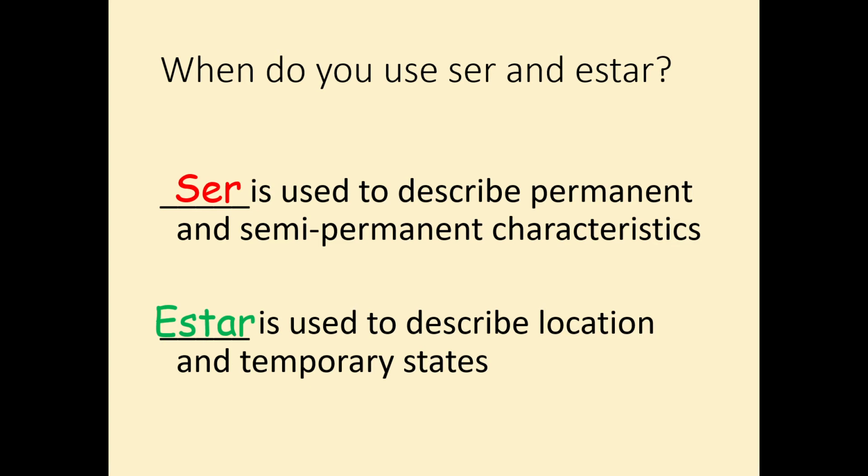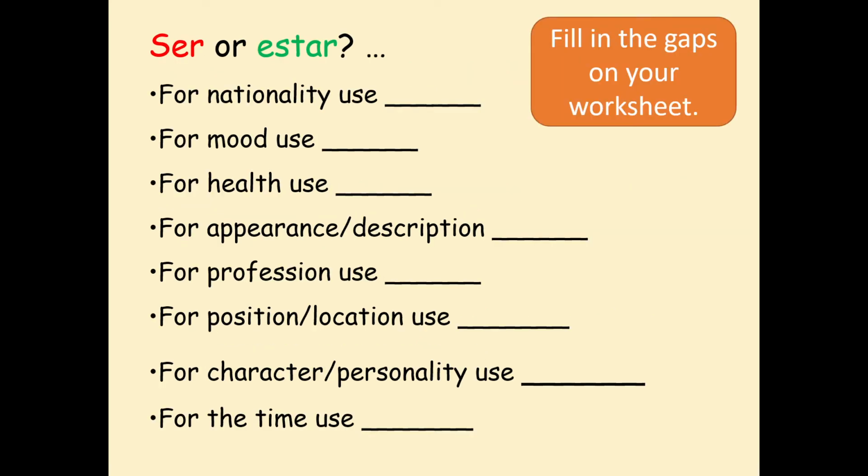Estar. This is used to describe location and temporary states. So when we are saying our house is in the countryside, we're talking about the location of our house. So we need to say mi casa está en el campo. Make sure you've got these down and let's move on to the first task. Take a look at what we've got here and fill in the gaps on your worksheet. Based on the definitions, can you work out which one of these points is going to need ser or estar?